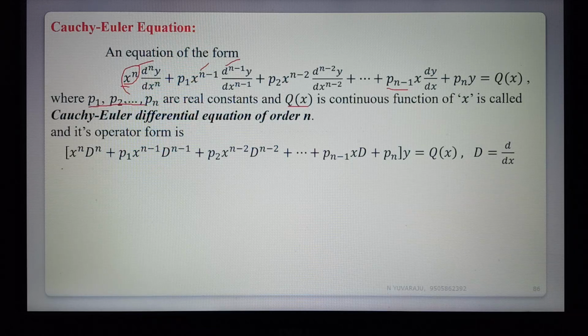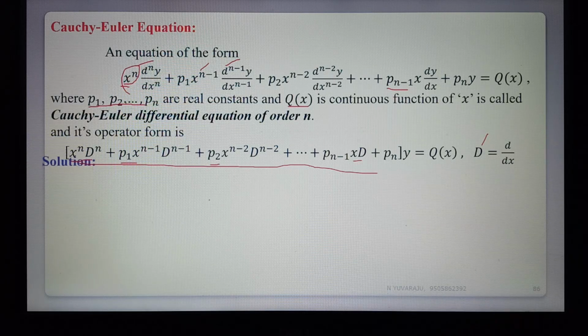Now write the operator form: x^n D^n + p1 x^(n-1) D^(n-1) + p2 x^(n-2) D^(n-2) + ... + p(n-1) x D + pn, applied to y, is equal to q(x), where D is equal to d/dx. This is the operator form of the Cauchy-Euler equation. Here the D power and x power must be the same, compulsorily. All are the same, and so this is called a Cauchy equation.